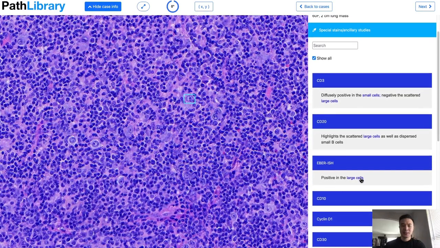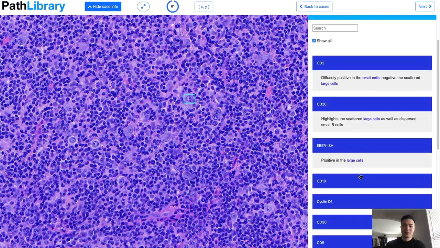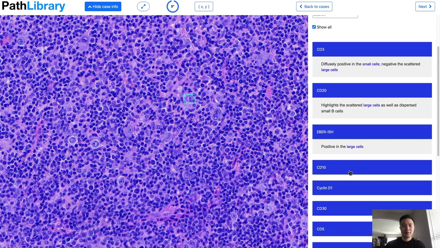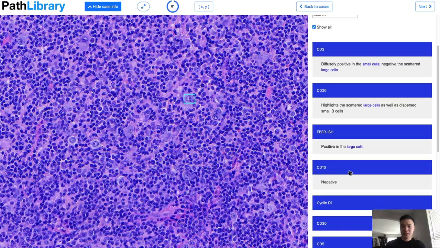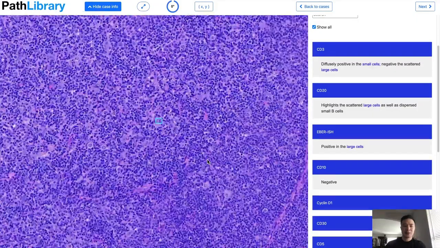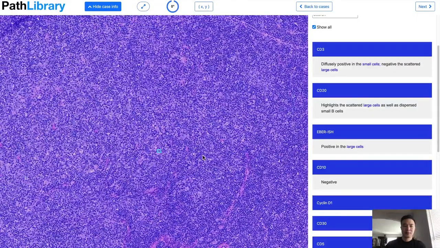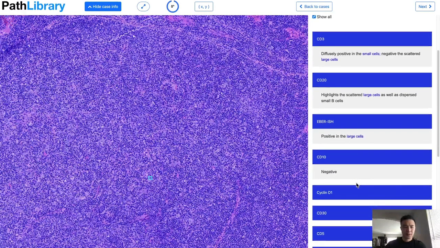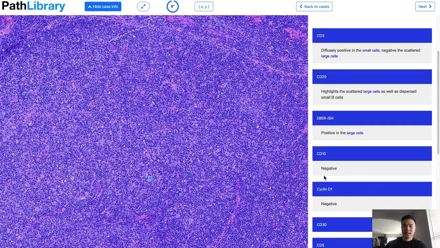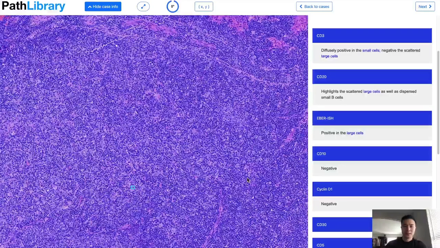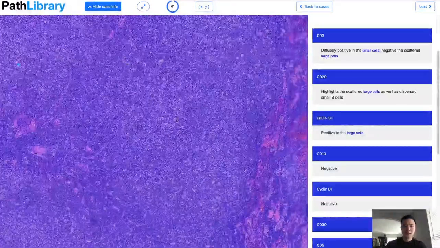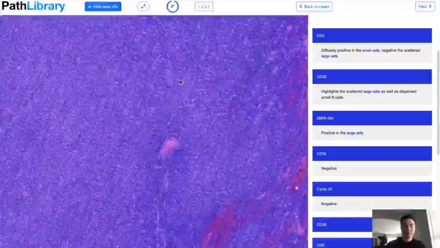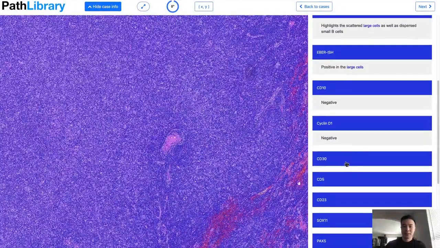I mean, Hodgkin's can be associated with EBV, but not always. CD10 was negative. You would see CD10 in Burkitt's, follicular lymphoma, B-ALL, among other entities. Cyclin D1, that's for mantle cell lymphoma. Cyclin D1, translocation 11;14 for mantle cell. So it's not mantle cell.